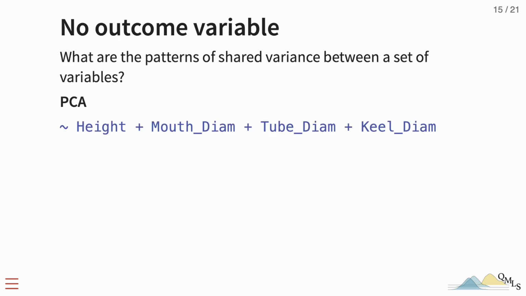We could have no outcome variable, in which case all we're doing is looking at the patterns of the shared variation between a set of variables. And this is PCA, principal components analysis. In this case, we're going to leave site out of it, and we're going to look at how height, mouth diameter, tube diameter, and keel diameter are all related to each other. Yeah, how do they covary, which ones are more related than others, etc.